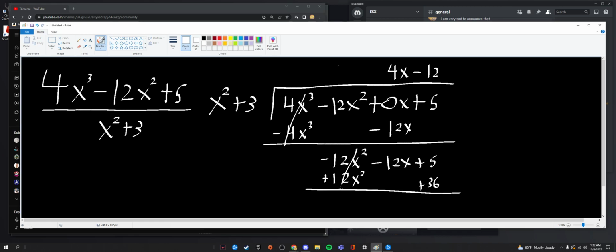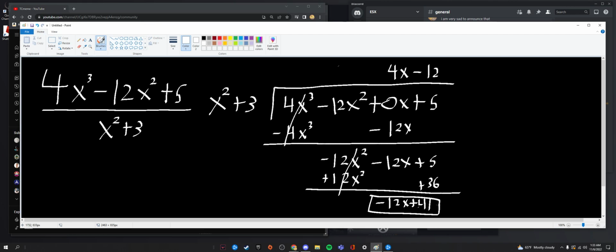We do it again. This cancels. We're left with negative 12x and plus 41. I'm running out of space here, but that's fine. Now, x squared doesn't go into 12x at all using just positive integers. We could go into negative integers, but it's a little muddy in the waters there. So instead, I'm going to leave this here as our remainder, because x squared doesn't go into minus 12x at all.